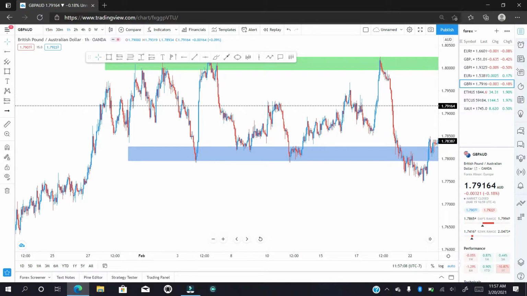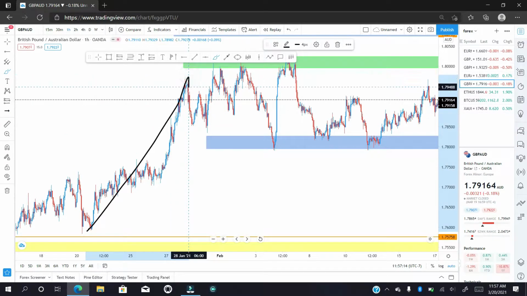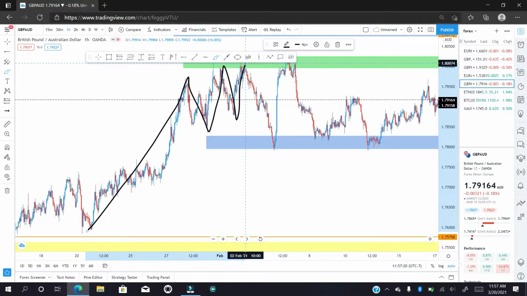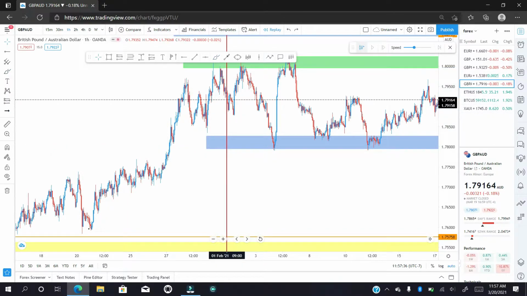As you can see, price was right here. It came like that, hit that, touched this area, came back again, touched this area. We have a double top, but don't forget that we are on the uptrend, so we look only for buys. So price comes here, and right here, what do you notice? Let me show you something.